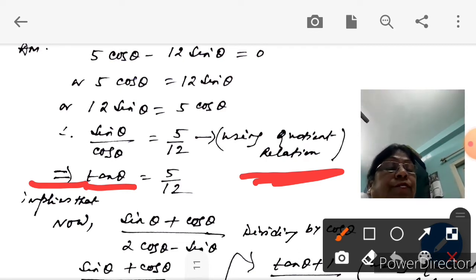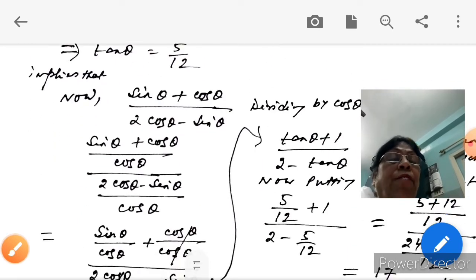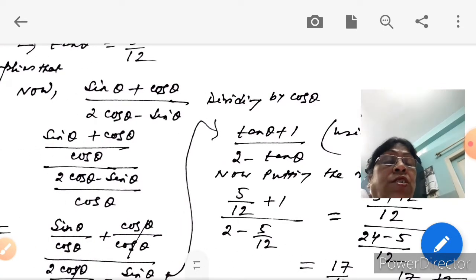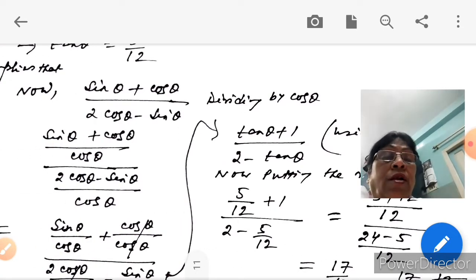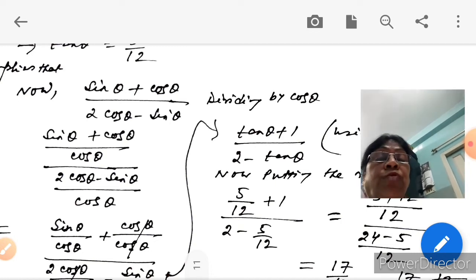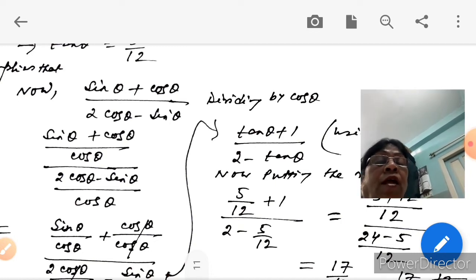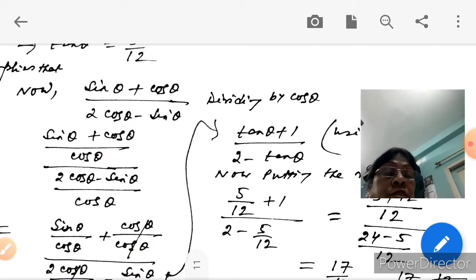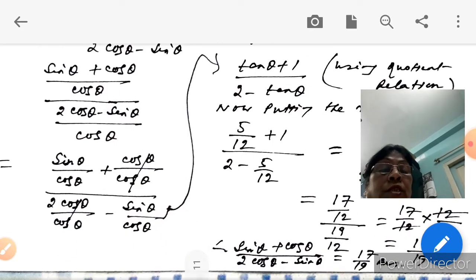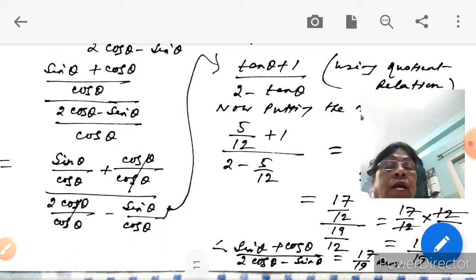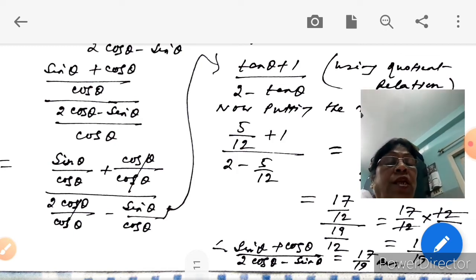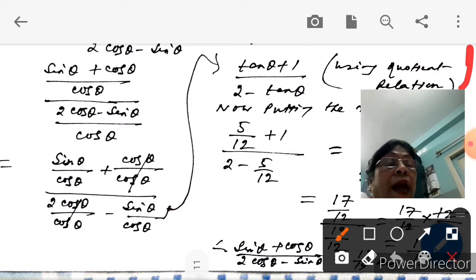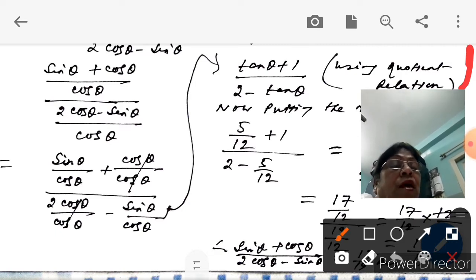Now, sin theta plus cos theta by twice cos theta minus sin theta. Now, dividing by cos theta both numerator and denominator, what do you get? Sin theta plus cos theta by cos theta, twice cos theta minus sin theta by cos theta: sin theta by cos theta plus cos theta by cos theta, twice cos theta by cos theta minus sin theta by cos theta. Sin theta by cos theta you already know by cosine relation is tan theta. So, tan theta plus 1 by 2 minus tan theta.